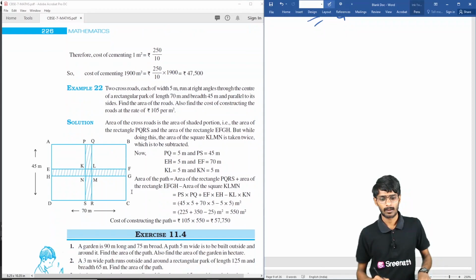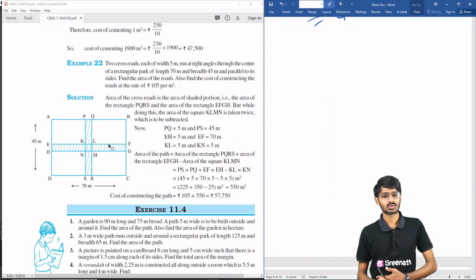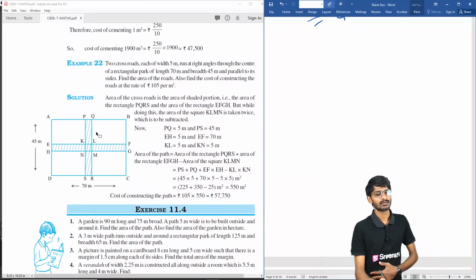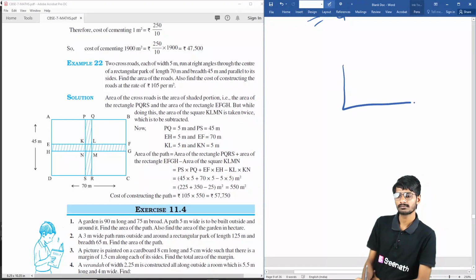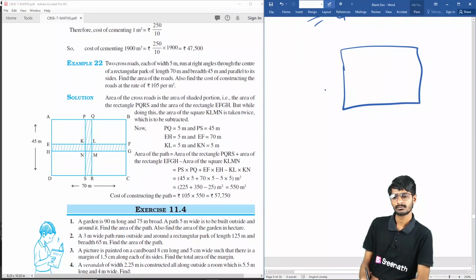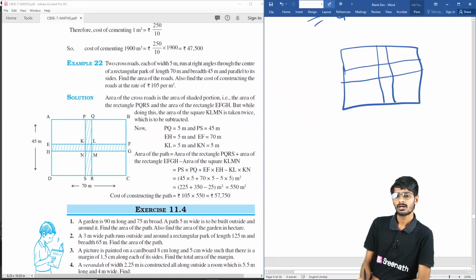You will do it on your own. So there are two crossroads of width 5 meters, and they run at right angles through the center of a rectangular park. So there is a rectangular park here. In this rectangular park, there is a road. The road is 5 meters wide. So this is 5 meters, this is also 5 meters, this is also 5 meters, and this is also 5 meters. So this is 5 meters. Here we are getting a square.